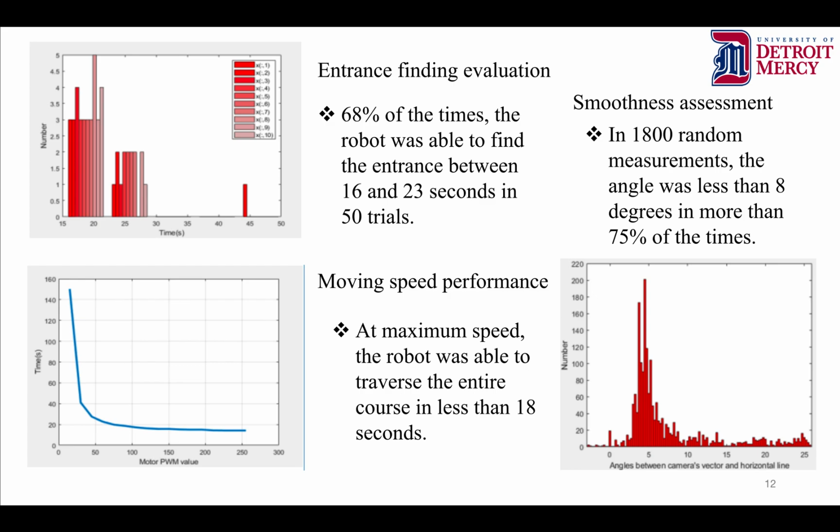For the moving speed performance, you can see this picture. At the maximum speed, which is 150, the robot was able to traverse the entire course in less than 18 seconds. For the smoothness assessment, shown in this picture, in almost 1800 random measurements, the angle was less than 8 degrees in more than 57% of the cases. So this is the whole evaluation of our research project. Thank you.